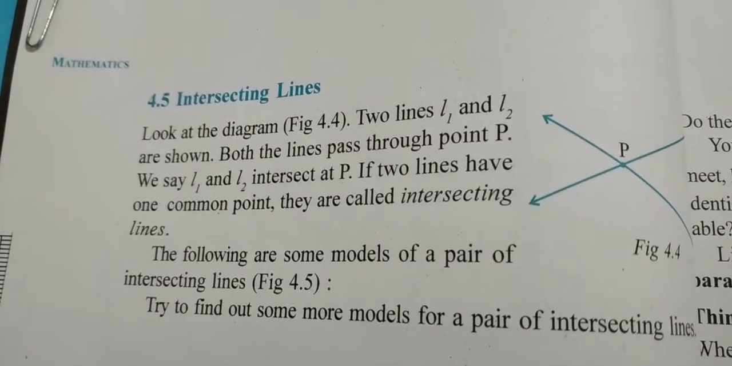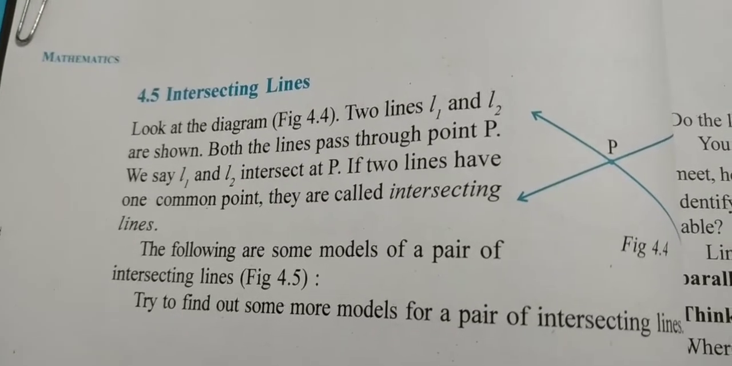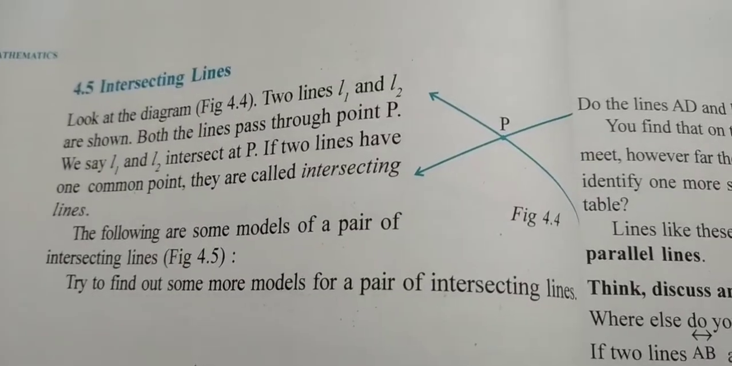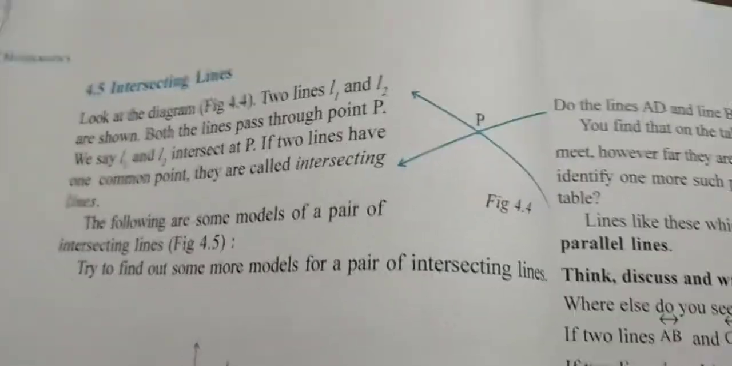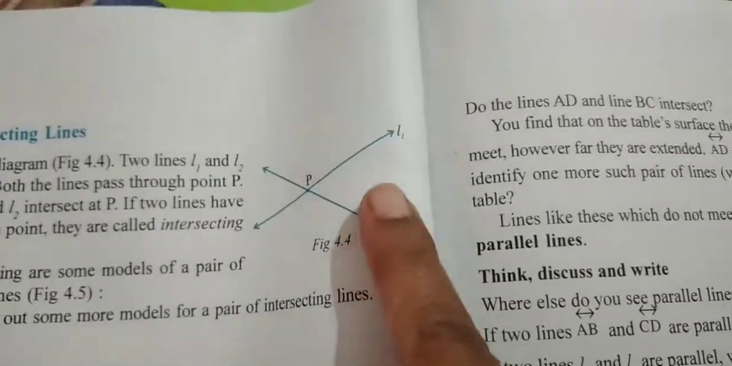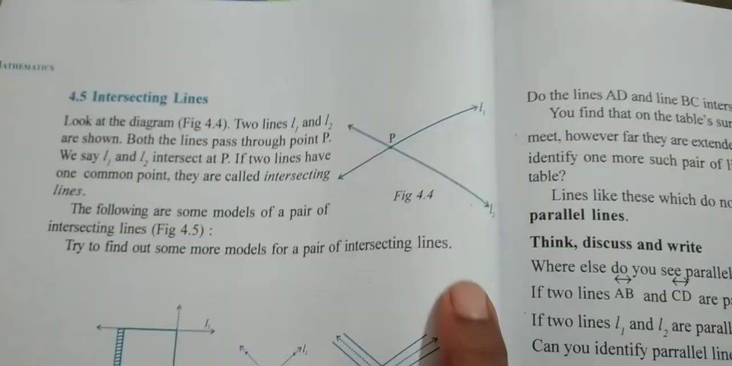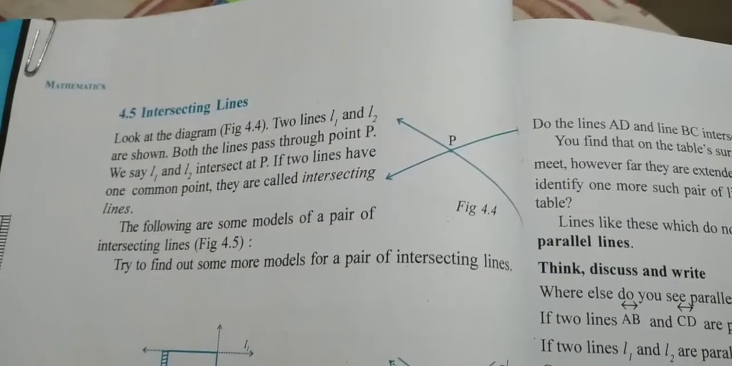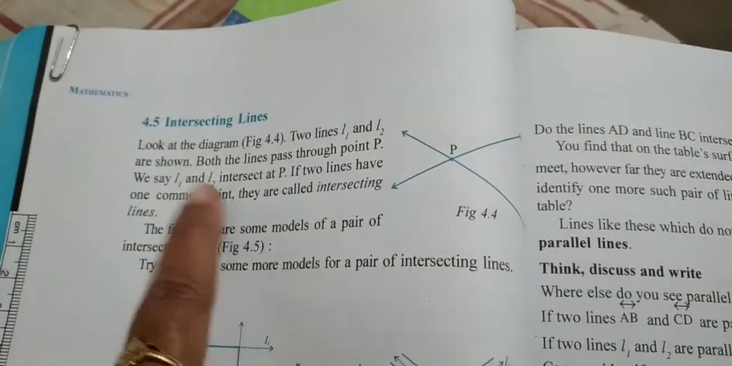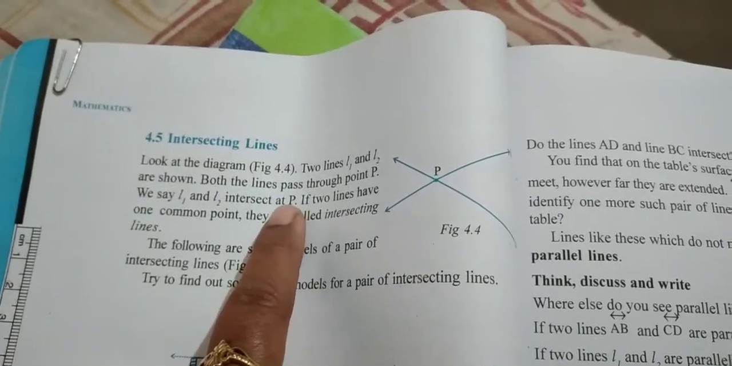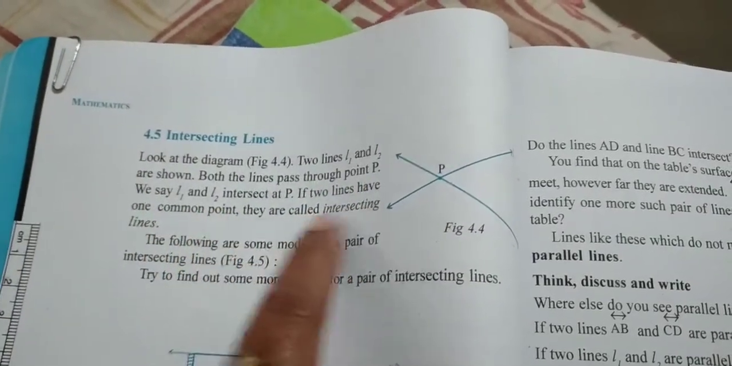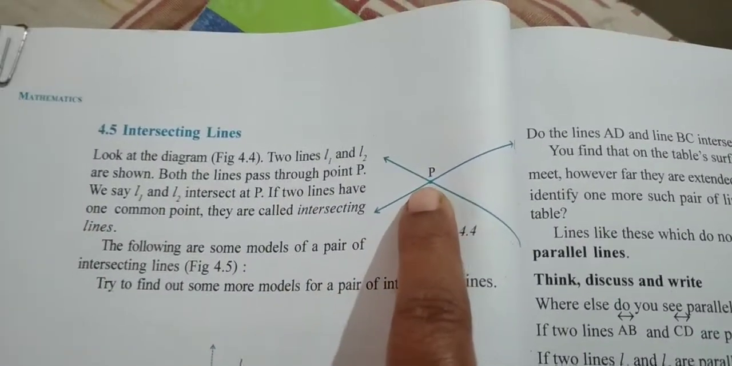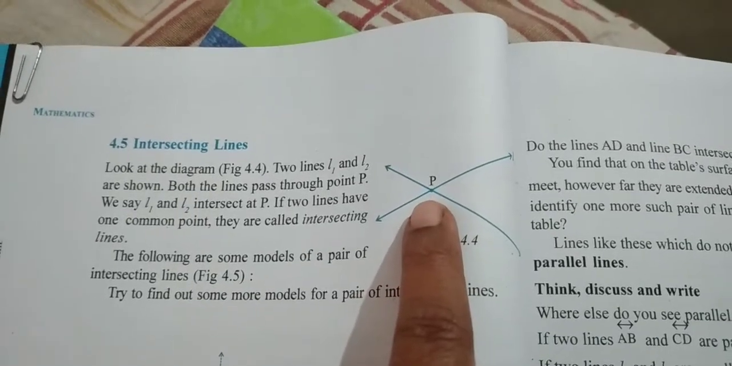Well, our next topic in this chapter is about intersecting lines. Look at this figure or diagram 4.4. Two lines L1 and L2 you can see. Both the lines pass through a common point P. We say L1 and L2 intersect at P. If two lines have one common point, they are called intersecting lines. And through a point, infinitely many lines can pass.